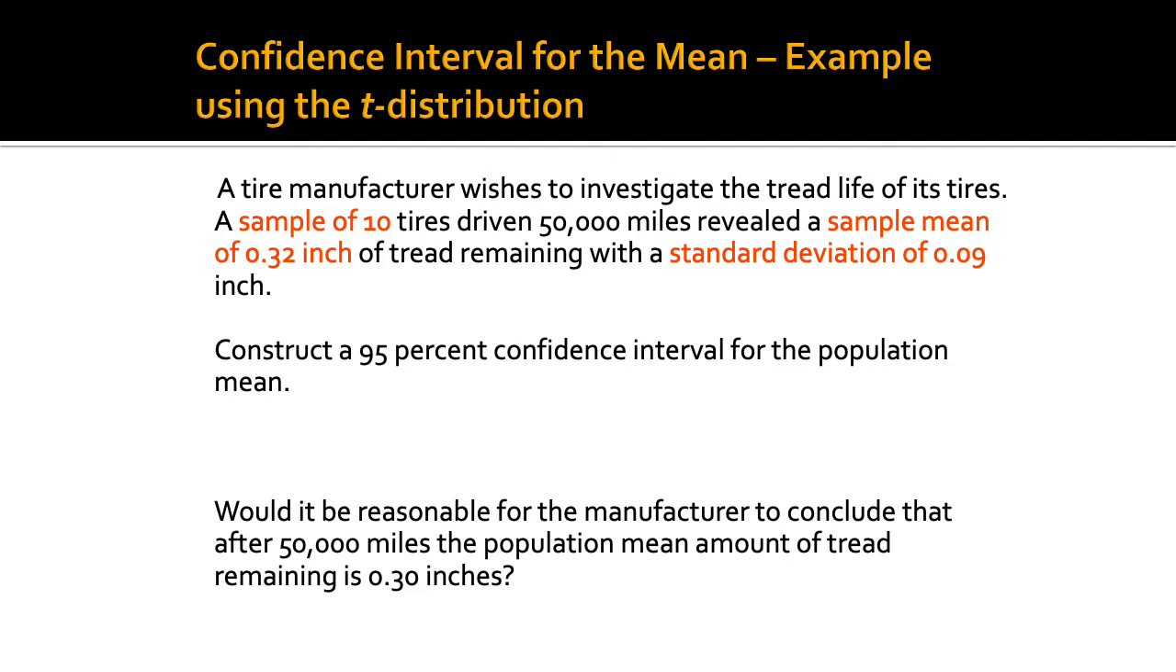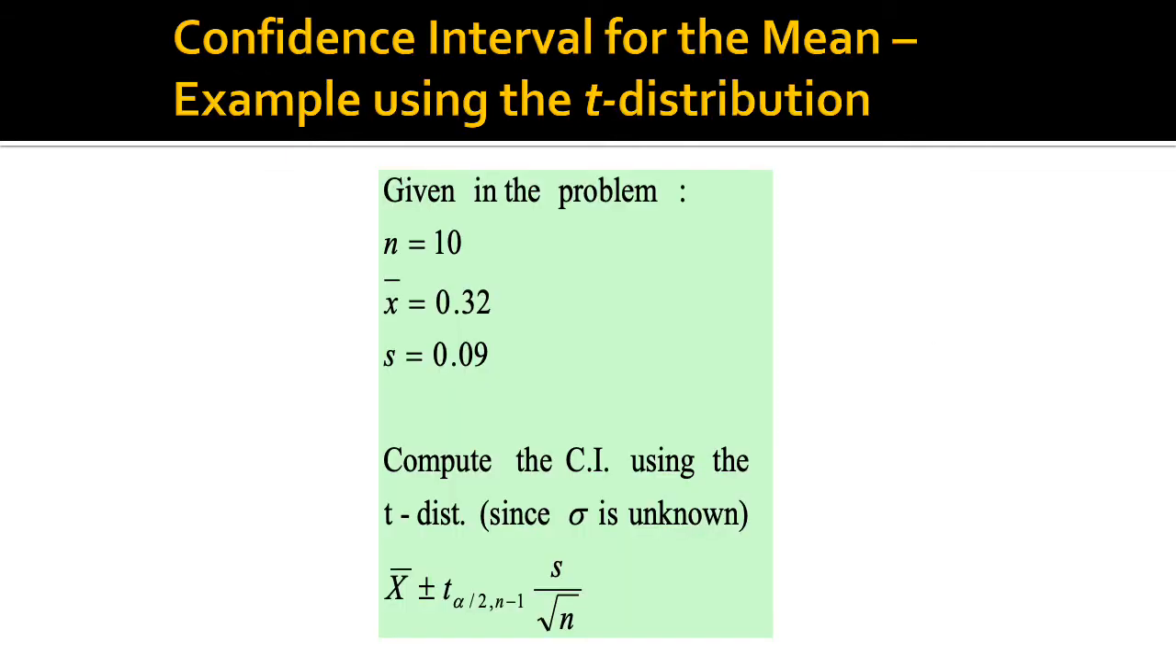What we're going to do is look for a confidence interval for the population mean with 95%. So the next question we ask is, would it be reasonable for the manufacturer to conclude that after 50,000 miles, the population mean amount of tread remaining is 0.3 inches? Here we list all of the different parameters from the question: our sample size, n, our sample mean, 0.32, and our sample standard deviation, 0.09.